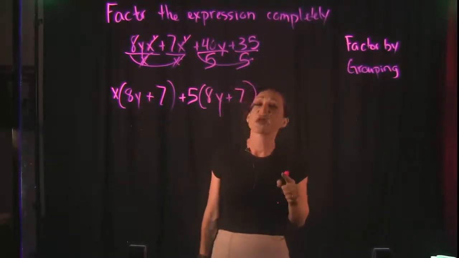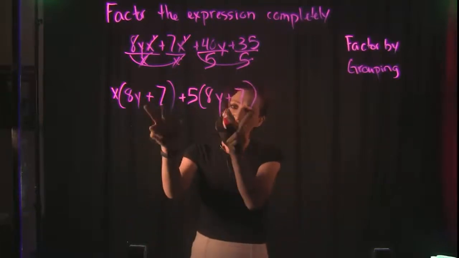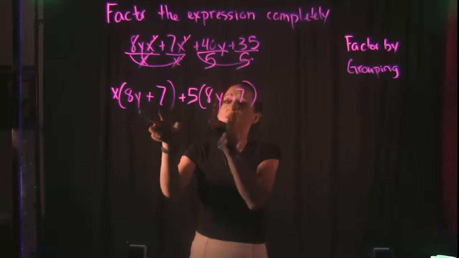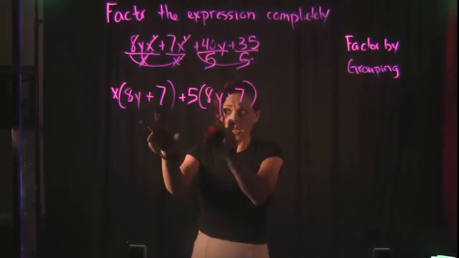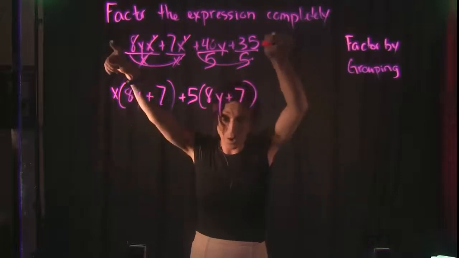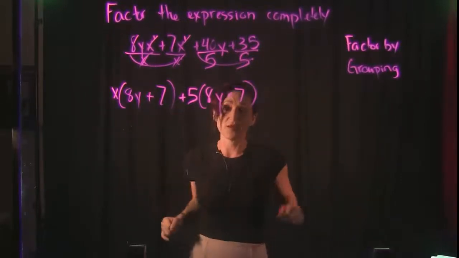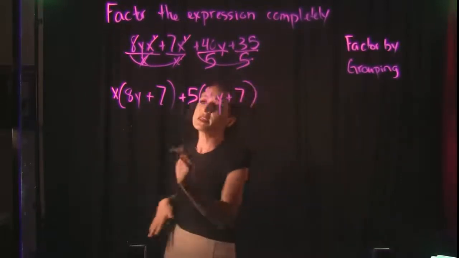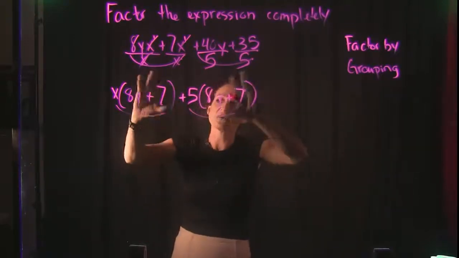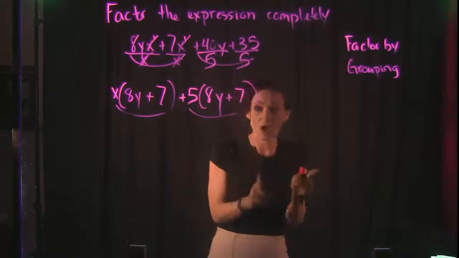Now, when it comes to factor by grouping, you should be left with the same exact thing inside these parentheses. They are both 8y plus 7. If you are not left with the same thing inside the parentheses, then you did something wrong up here. You're supposed to be left with the same thing, which means that I have 2 terms here, and they each have this 8y plus 7 in common.